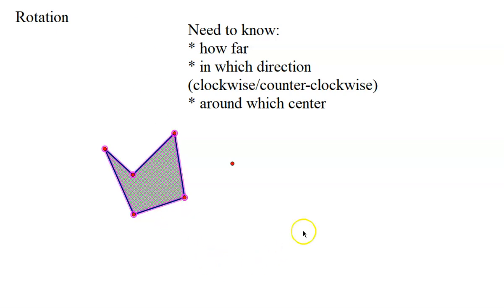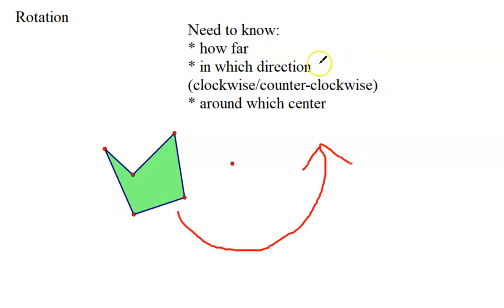Counterclockwise means like this. Let me draw like this. Sometimes they will not tell you which direction. If you're not told which direction, we assume counterclockwise. You are usually told, but if you're not told, you assume it means counterclockwise. And that's the main stuff you need to know about a rotation, really.